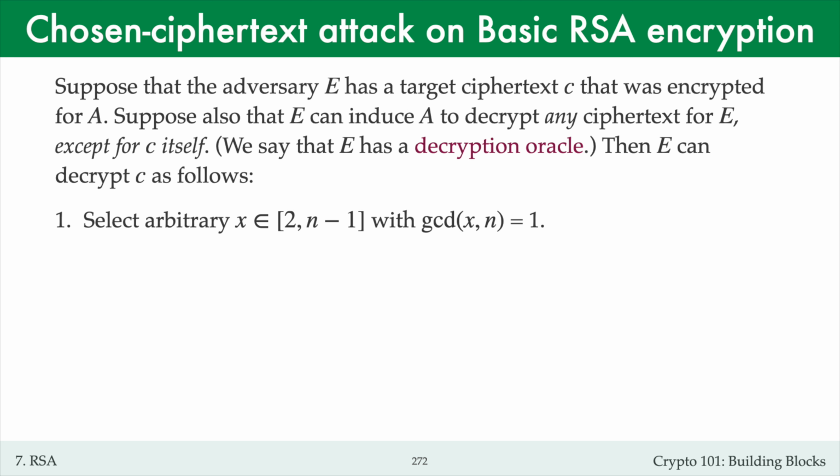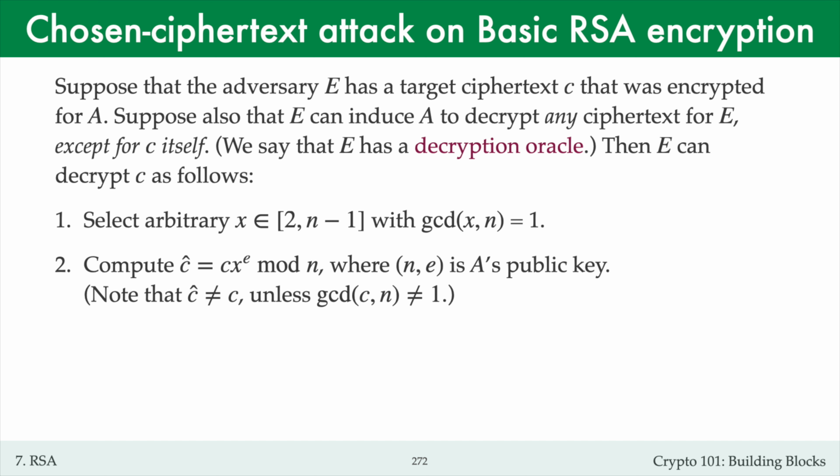Eve first selects an arbitrary number x between 2 and n-1 that is coprime with n. She computes C hat by multiplying C with x to the power e modulo n, where n, e is Alice's public key. I'll note that C hat is not equal to C unless C and n are not coprime. Indeed, if C and n are not coprime, then Eve could compute the GCD of C and n, which would be a prime factor of n. In this way, Eve would totally break the RSA encryption scheme. So we'll assume that C and n are coprime, and so C hat is not equal to C.